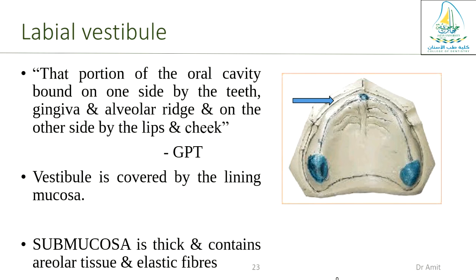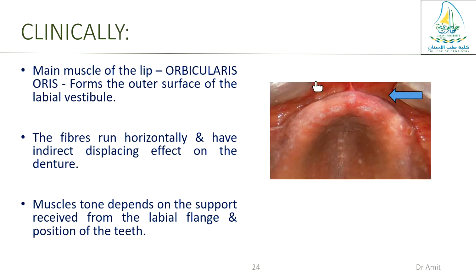Now how are we going to record this clinically? See, this is a clinical photograph. This is the labial frenum, this is the buccal frenum. So the area which is bounded in between is known as the labial vestibule. Now the main muscle of the lip, here the lip is there outside, is the orbicularis oris. So that forms the outer surface of the labial vestibule. Inside part is the bone part, and outside part is the main muscle of the lip.